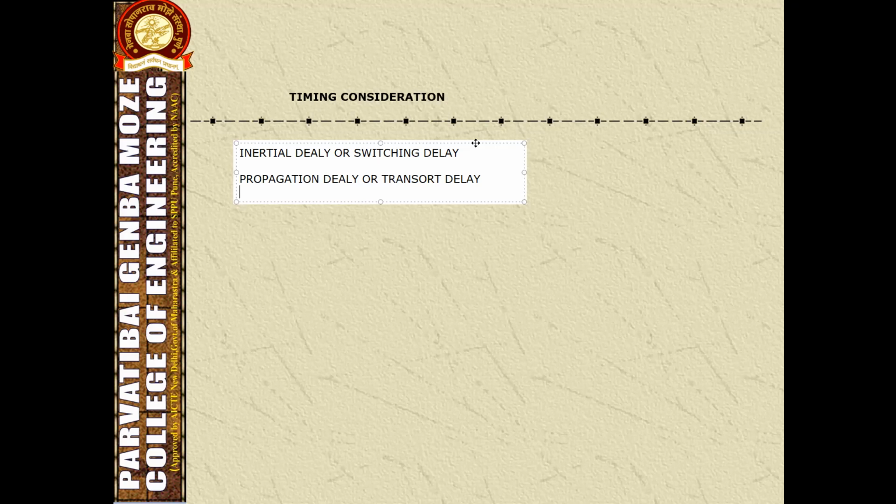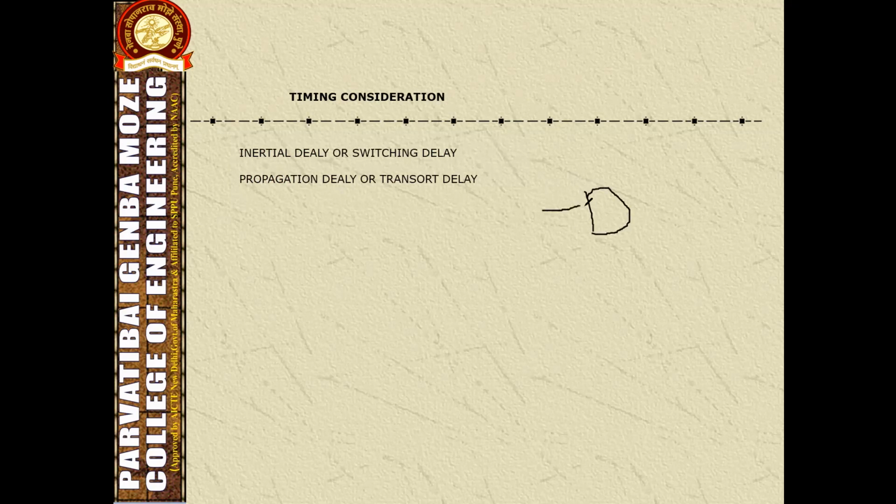Let us take the example of a NAND gate. The inputs of the NAND gate are A and B. Let me draw the NAND gate roughly here. This is the NAND gate, which has inputs A and B and output C.